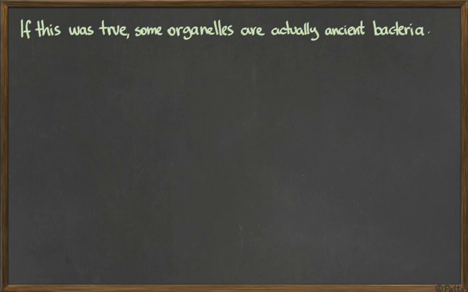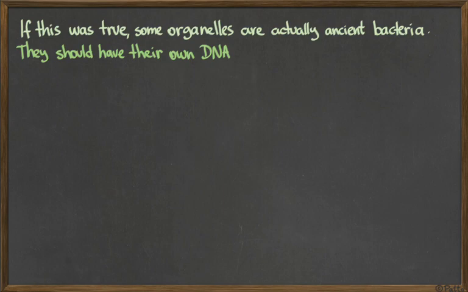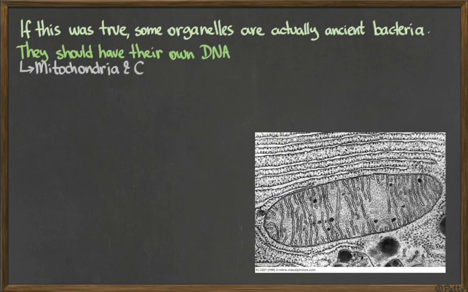That would mean that some organelles that we have inside of us are actually not created by ourselves, they come from outside and they are actually bacteria. So if this would be the case, it would be expected that these little organelles would have their own DNA. So mitochondria and chloroplasts, they have their own DNA. And not only that, the DNA is circular and the DNA is naked, just like prokaryote DNA.